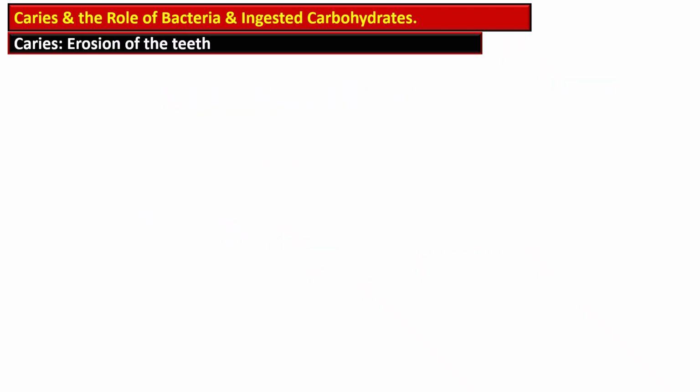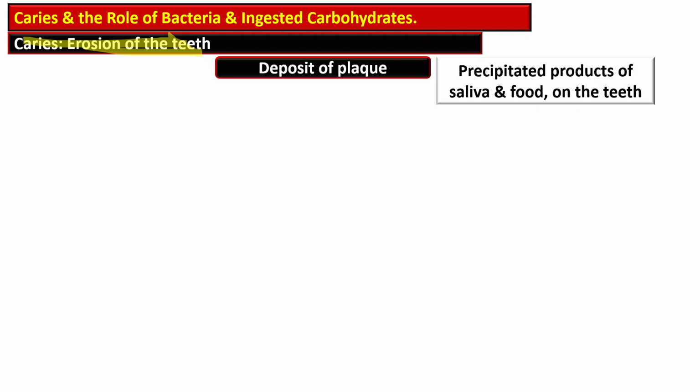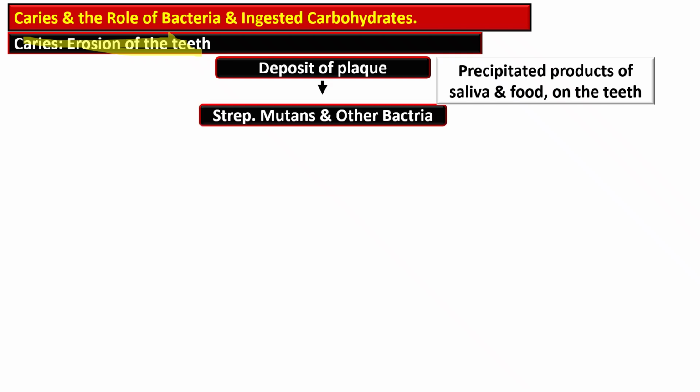There are two common forms of dental abnormalities. One is dental caries, that is the erosion of the teeth. Another is malocclusion, that is improper interdigitation of the upper and lower teeth projections. The caries or tooth decay is the erosion of the teeth caused mainly by bacterial action, and the main bacterium involved is Streptococcus mutans.